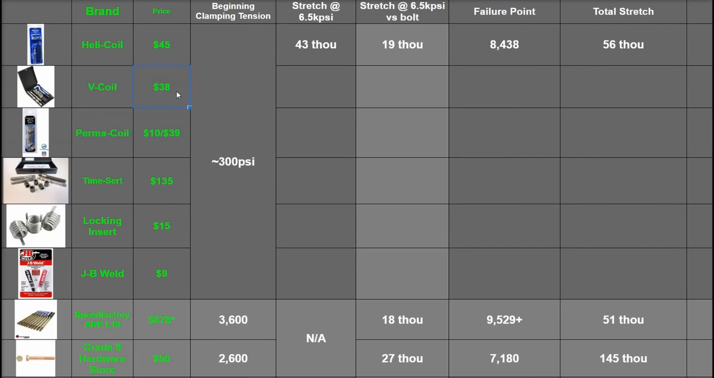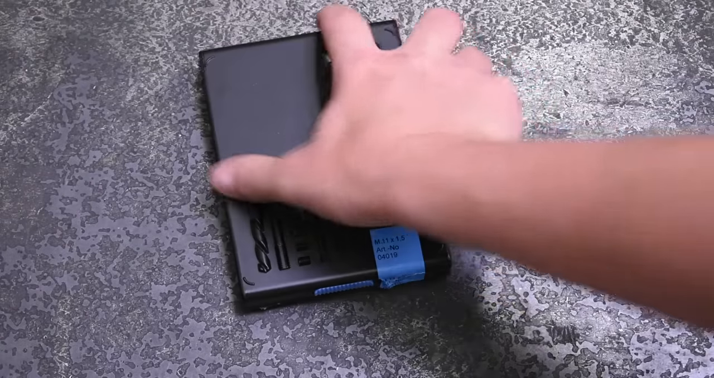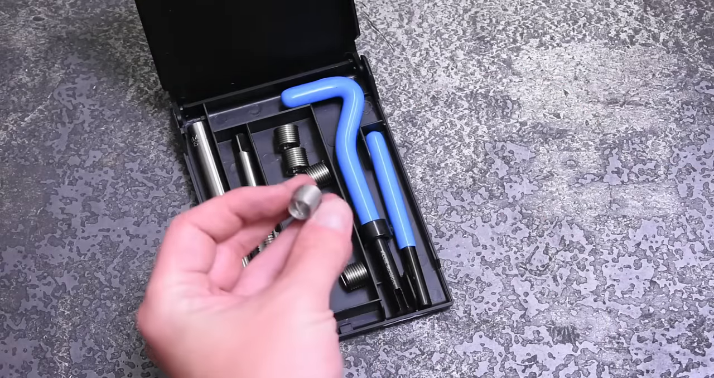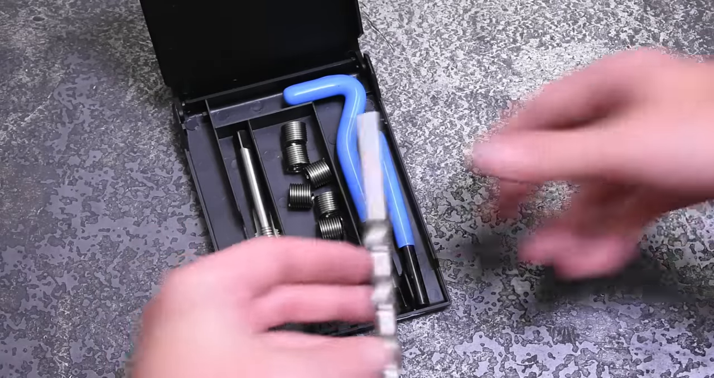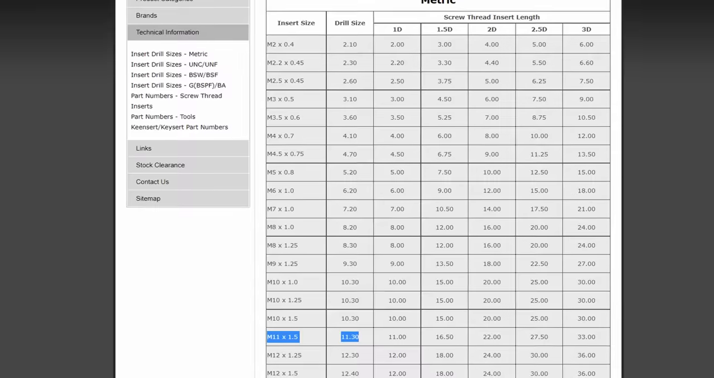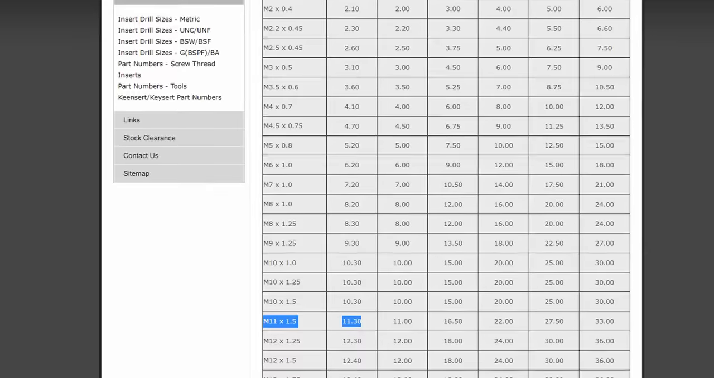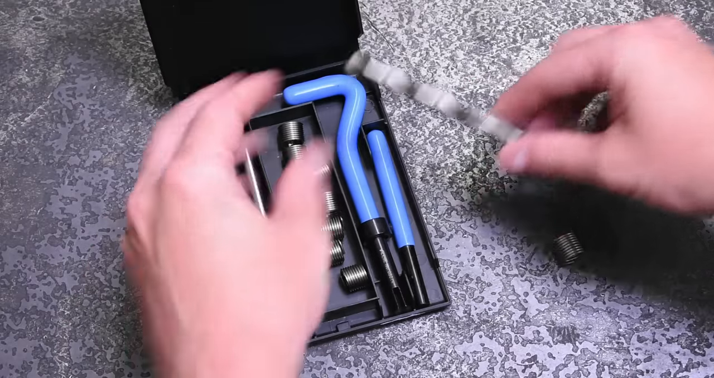Starting with V-Coil, this is a set that seemed well-priced at $38 shipped from Amazon UK. For that price, and made in Europe, so it seemed like it was worth a shot. This set comes with its own drill bit, which is a unique 11.4mm size. As a matter of fact, per Heli-Coil's website, the perfect size for that kit that we just used would have been 11.3mm, but that's certainly not a common size like the 29/64ths that it tells you to use, and would add around $20 if you were to purchase that yourself.